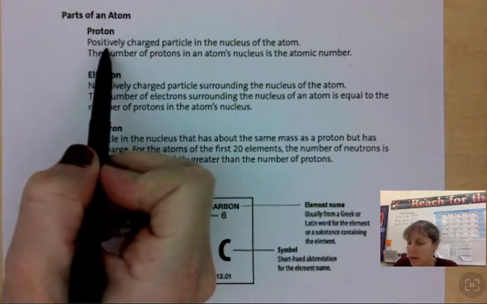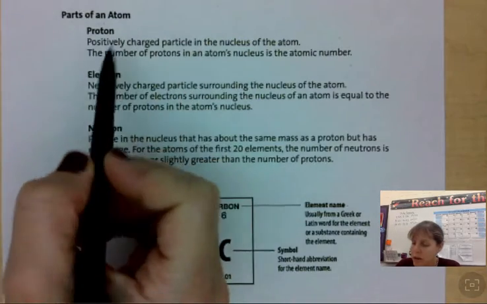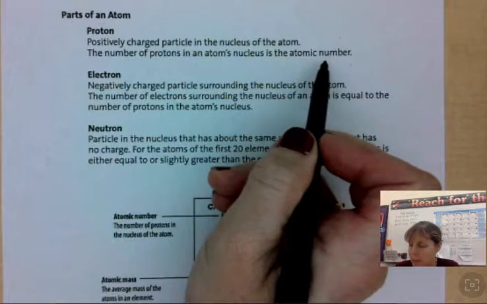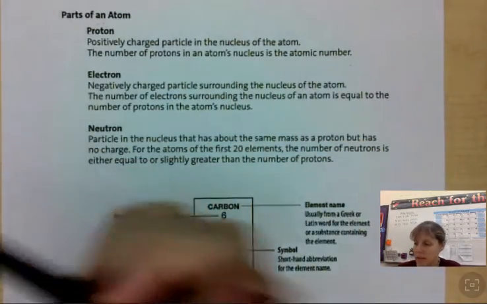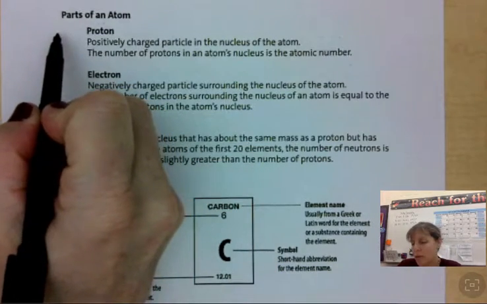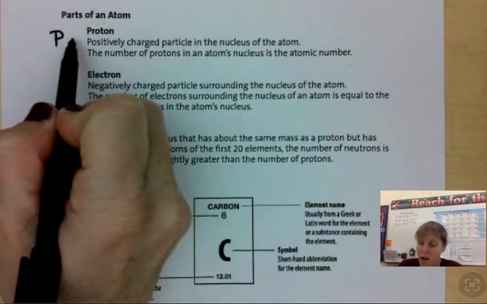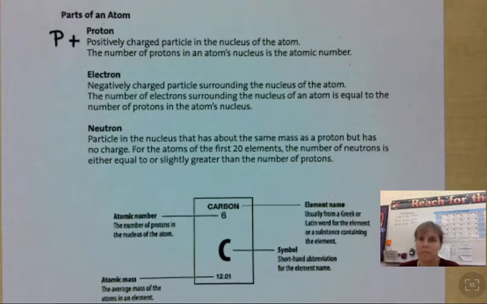And a proton is a positively charged particle in the nucleus of an atom. The number of the protons in an atom's nucleus is the atomic number. So inside the center of the atom is a nucleus, and in the nucleus is a proton, and we symbolize proton with P, and the charge of a proton is positive, okay?